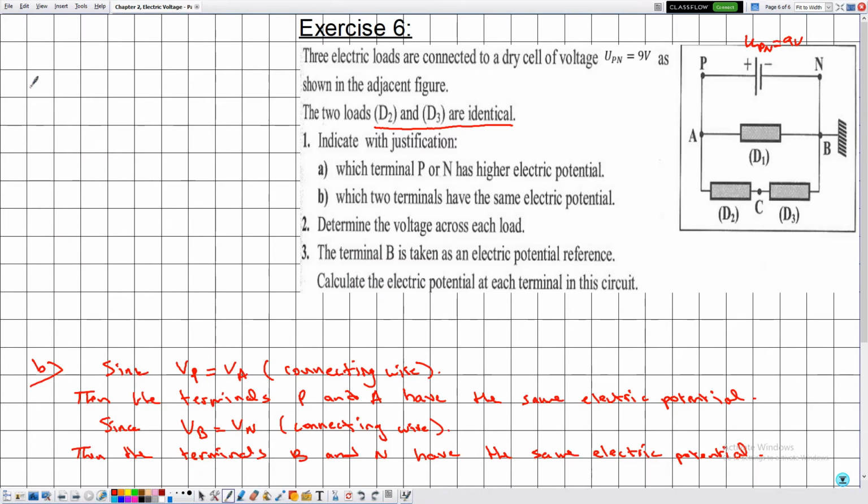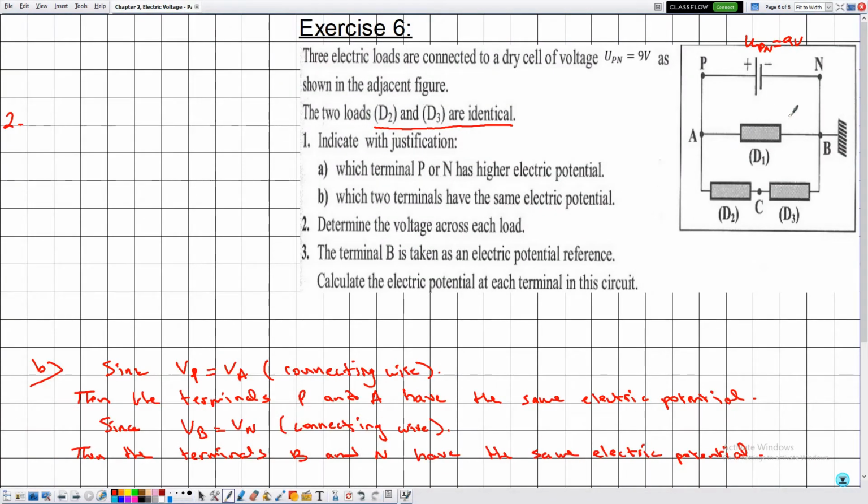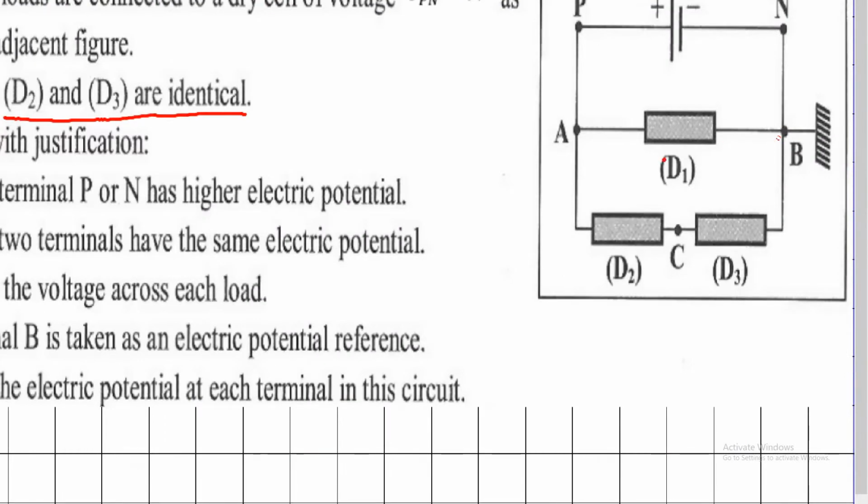Now as for number 2, they are telling me to determine the voltage across each load. So the loads in this electric circuit are given by D1, D2, D3. So in other words, we need to determine the voltage UAB, the voltage UAC, and the voltage UCB.